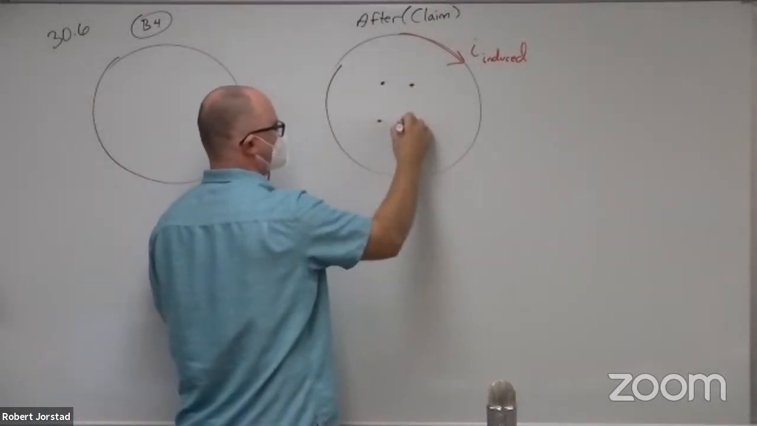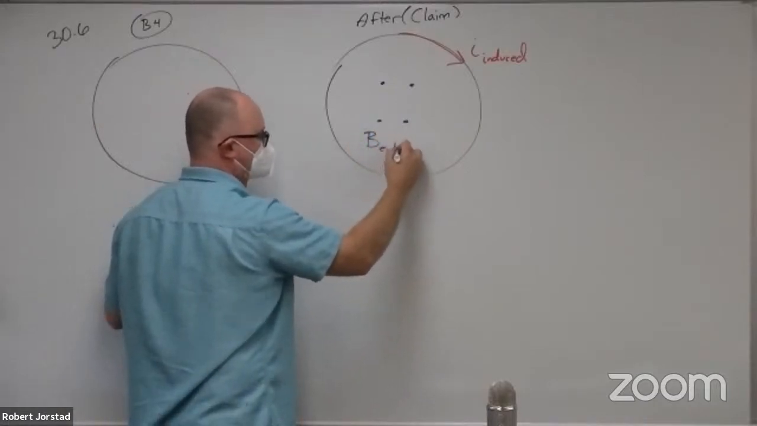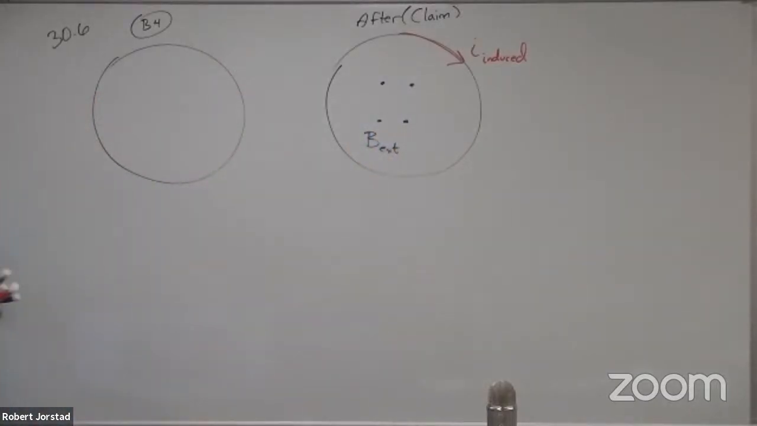Is this possible or not? The B field's out of the page, but current's running the wrong way, isn't it? Is this plausible? What would be a plausible before picture?